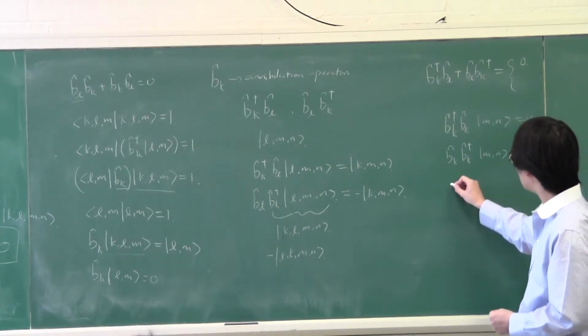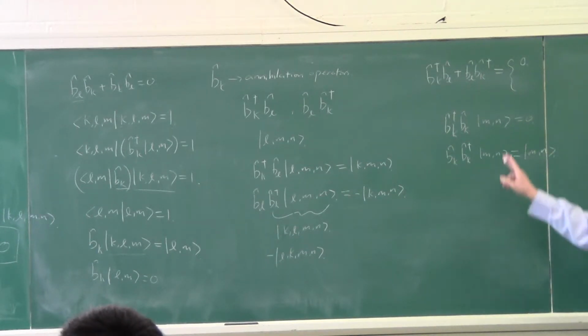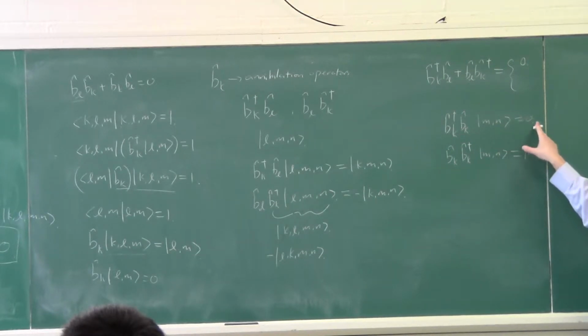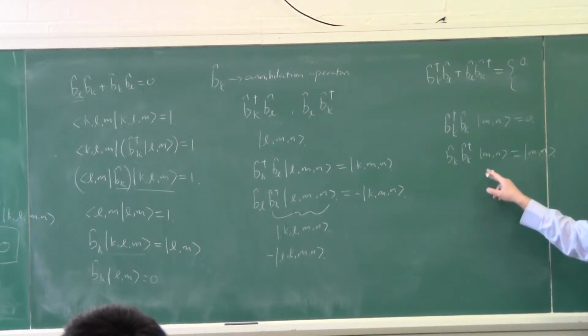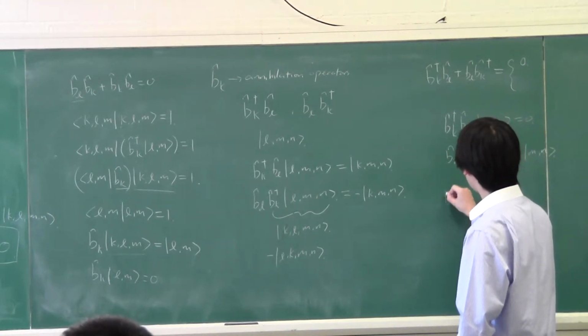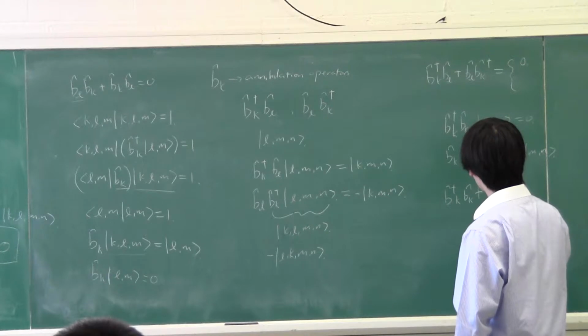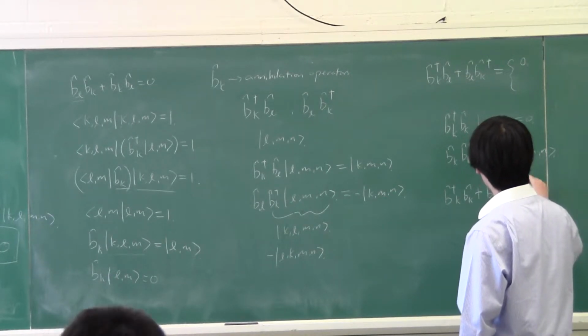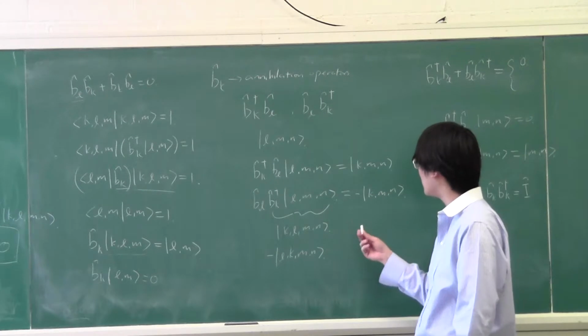Now, alternatively, if we work with a state in which the k is already present, then this will give us the same thing as an identity operator, and this one will give us 0, because we cannot create two particles in the same state. What this means is that, in general, this is always the identity, because either this is going to act on a state with k already present or not.